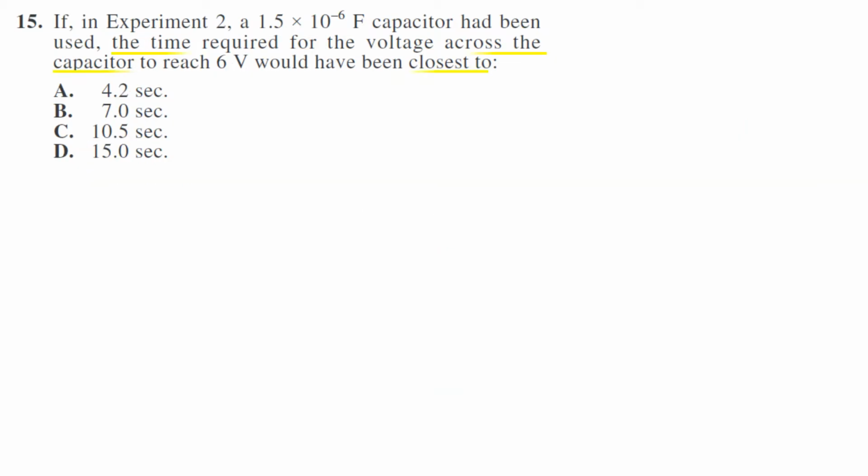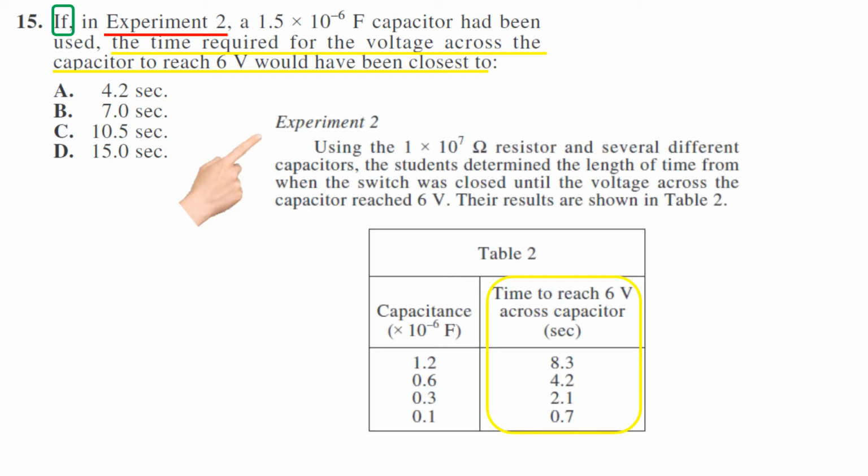Okay, question 15. This is the question you're trying to answer on your first read through: the time required for the voltage across the capacitor to reach 6 volts is closest to. So it's an if question. You've got to think a little bit. You may not get an exact answer. So using experiment 2, put your finger on experiment 2. That second column has our time to reach 6 volts. It's where we're going to find our answers for the seconds.